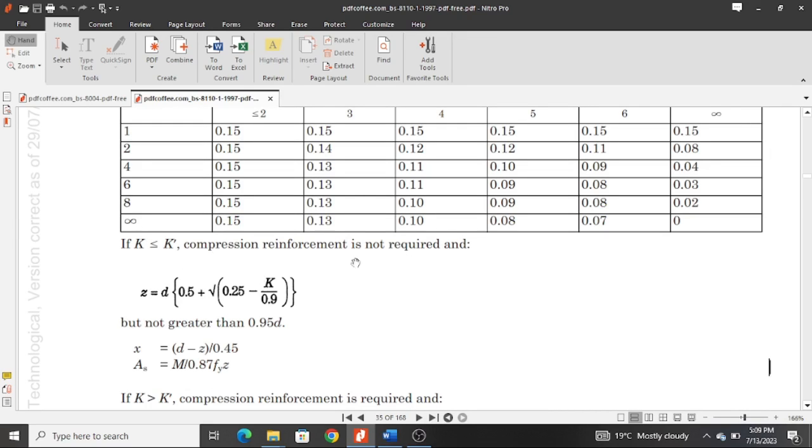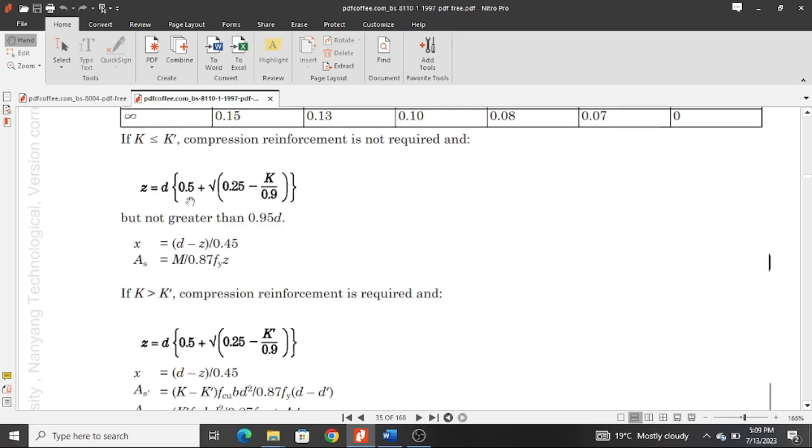So after achieving this, and we have made sure we don't require compression reinforcement, now we proceed to design to determine Z. For Z we use the formula D into 0.5 plus, and then you do all this, which we had done, and we observed that our Z will come to 0.99D. But here we are told that this is not supposed to exceed 0.95D. If it exceeds, adopt this. So we adopted this 0.95D.